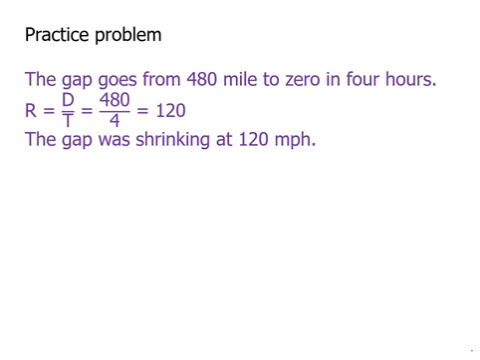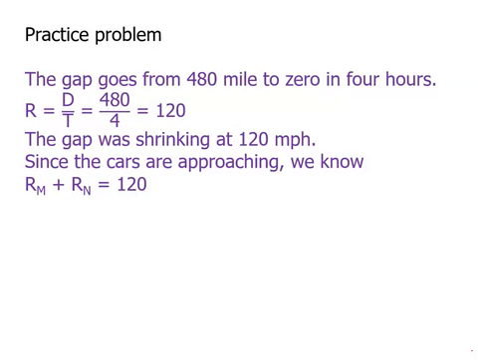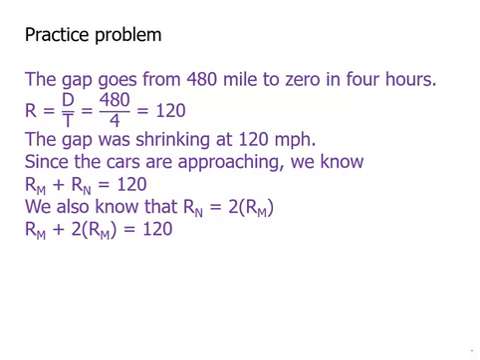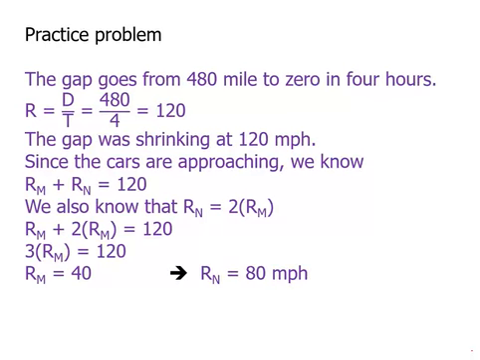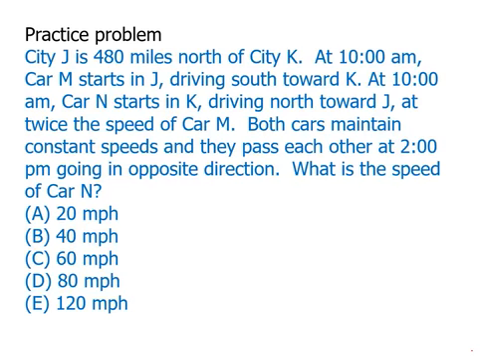Now, because the cars are moving in the opposite direction, we know that we add the speeds. So the speed of M plus the speed of N equals 120. But we know that N is twice as fast as M, so we can plug that in. R sub M plus 2 times R sub M equals 3 times R sub M. That equals 120. Divided by 3, we get the speed of car M is 40, and car N is going double of that. So car N is going 80 miles an hour. So we go back to the answer choices and choose 80.